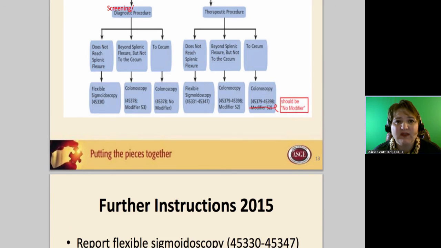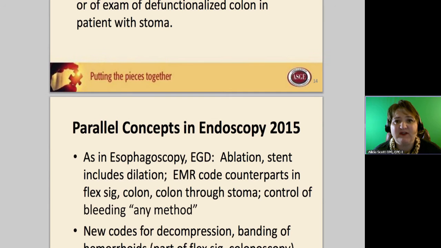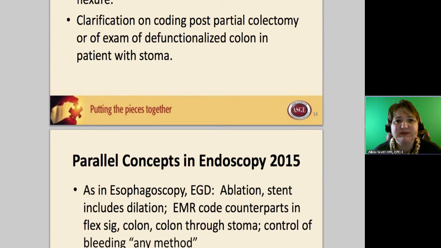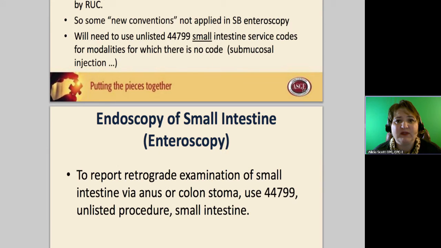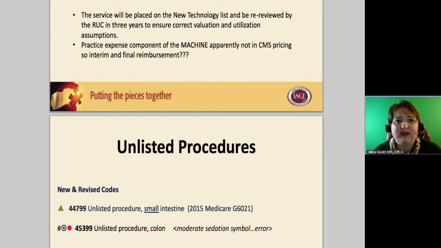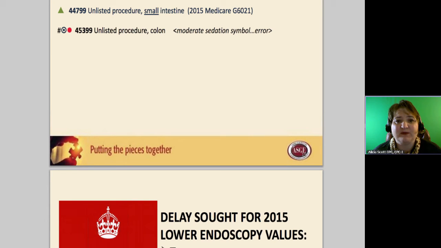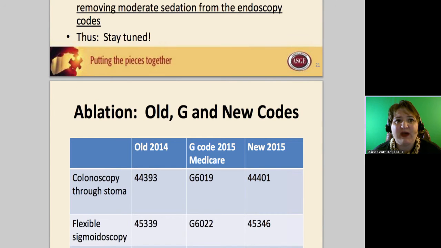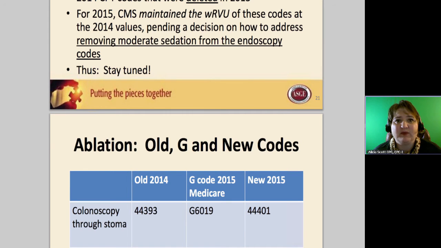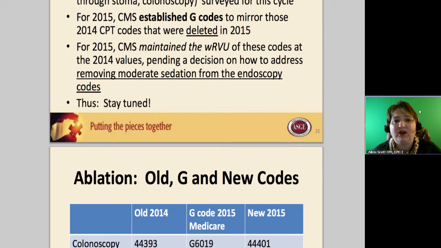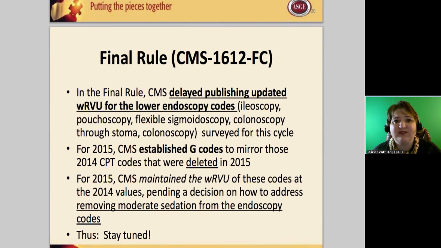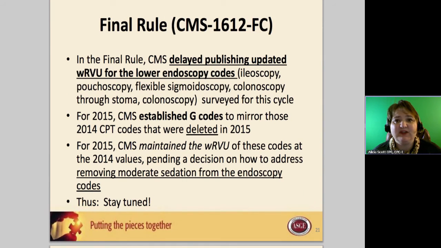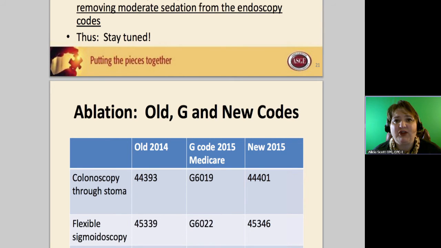Now, they gave you some codes on the parallel concepts of the endoscopy for 2015, and just let me scroll down here real fast. And we'll be through this, but they have excellent examples. Oh, like I said, it was very fun. Final rule. Okay. They talked about that, and they also said right here, delayed publishing updates for the RVU for the lower endoscopic codes. They give you examples, established G codes to mirror those 2014, and the CPT codes that were deleted in 2015. And then here is a list of those codes, old, G, and new codes.